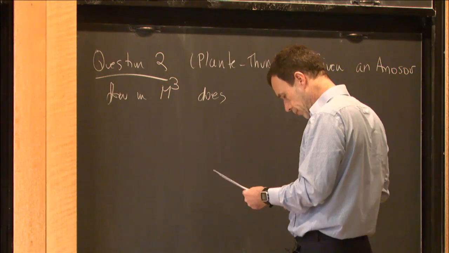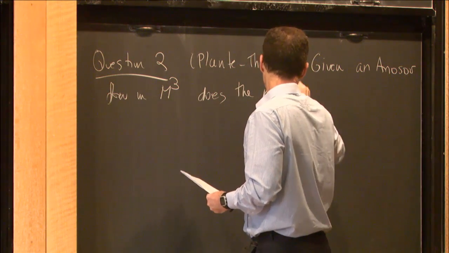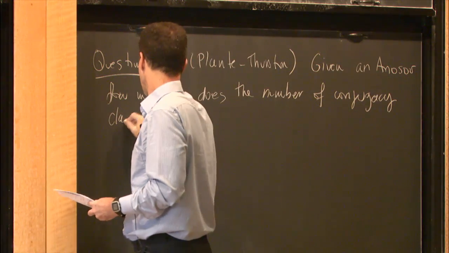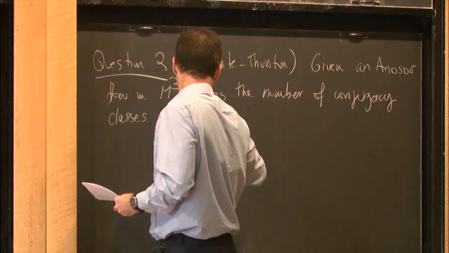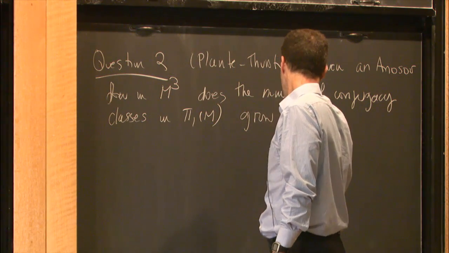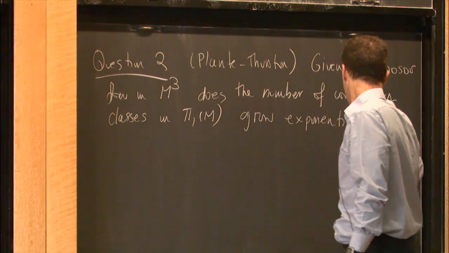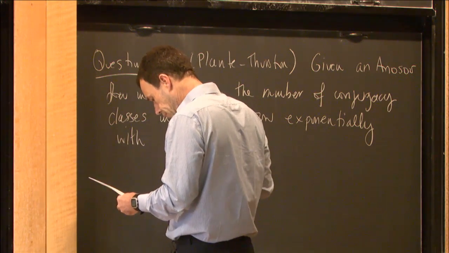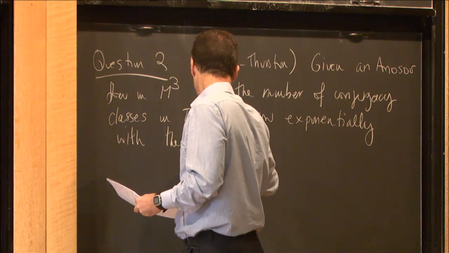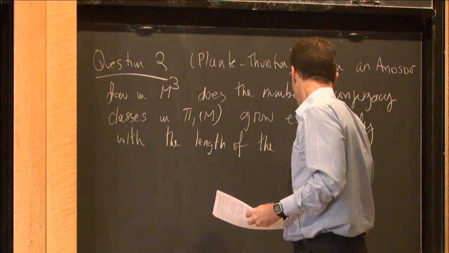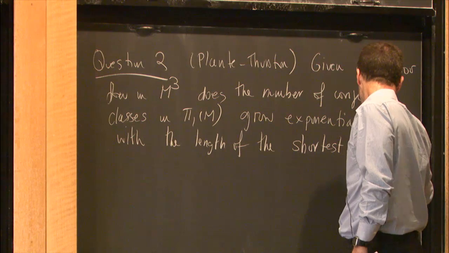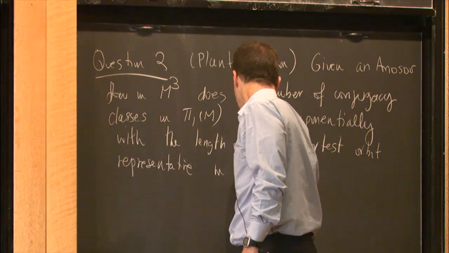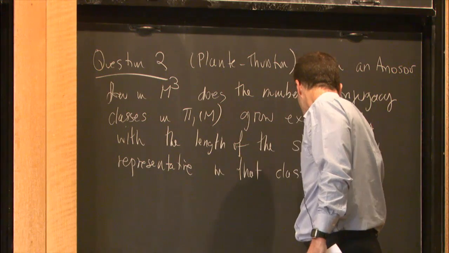does the number of conjugacy classes in pi1 of M grow exponentially with the length of the shortest orbit representative in that class? Okay.